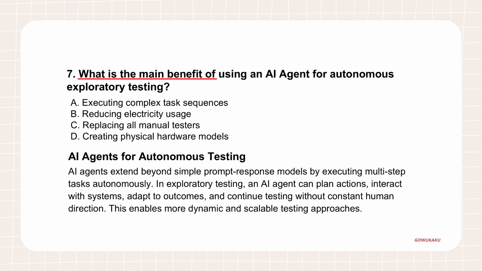That's the key. Options. A, executing complex task sequences. B, reducing electricity usage. C, replacing all manual testers. D, creating physical hardware models. The answer is A, executing complex task sequences. Why is that the defining feature of an agent?